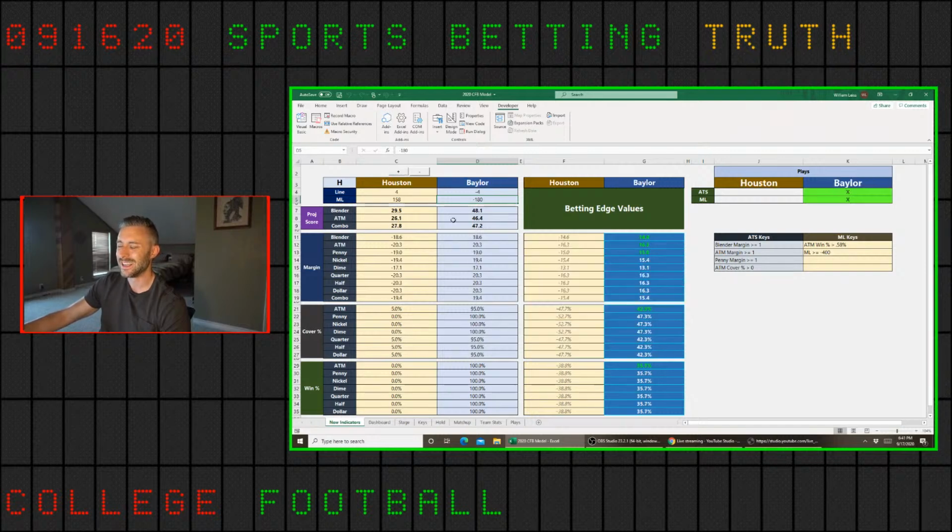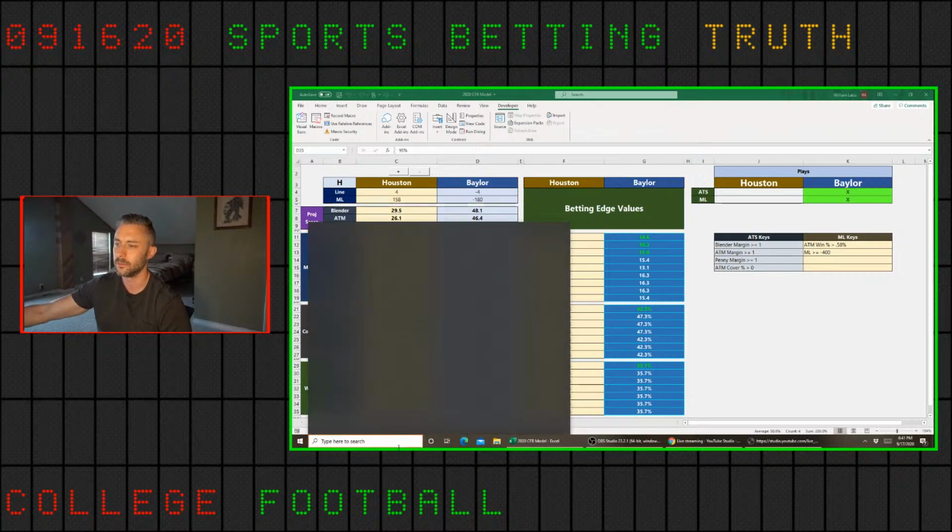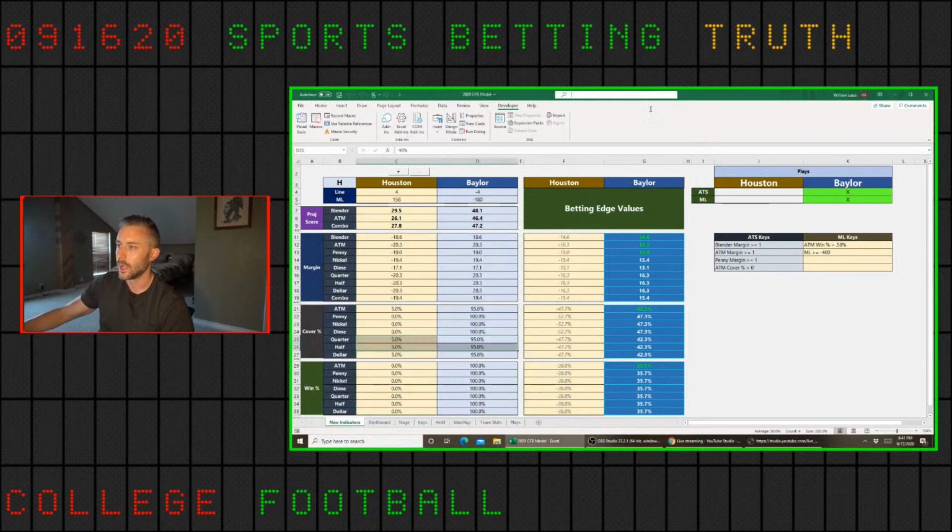Houston and Baylor. I think Baylor's getting too much respect here, but I don't think Houston is as good as their reputation leads them on to be. And so I think 4 is a fair line. I think Baylor's going to take a step back from last year, but I don't think Houston is that good. So at home, it makes sense to play Baylor minus 4 and minus 180.